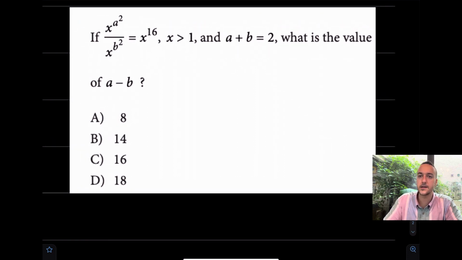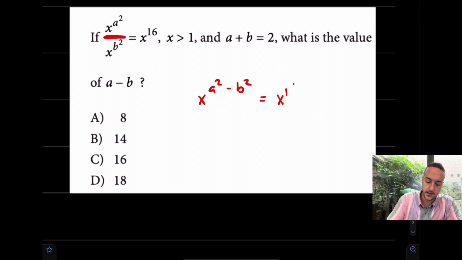This is our last question of the day, really another SAT non-calculator question and another tough one. If you'd like to give it a shot, please pause the video there. But of course, if you want to watch along, feel free. The idea behind this question is this. First of all, through division, what did we say? Through division, it's subtraction. X to the a squared minus b squared equals x to the 16th.